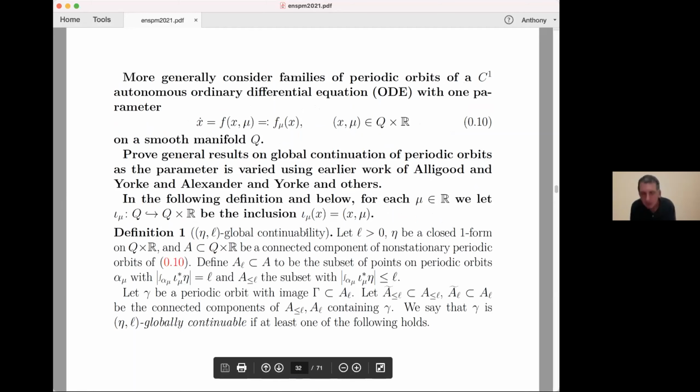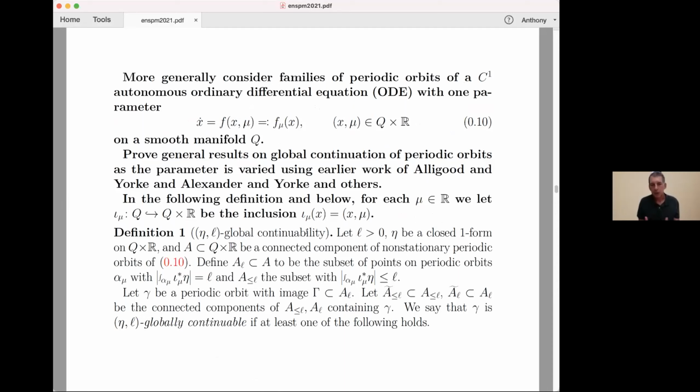So now I'd like to say a little bit more about the general theory of how you generalize this to global bifurcations, if you like. In the remaining time, which I guess is about 10, 15 minutes, I will say something about that. There's this beautiful theory of global continuation of periodic orbits that goes back to Alexander-Yorke and even further back to Sotomayor.